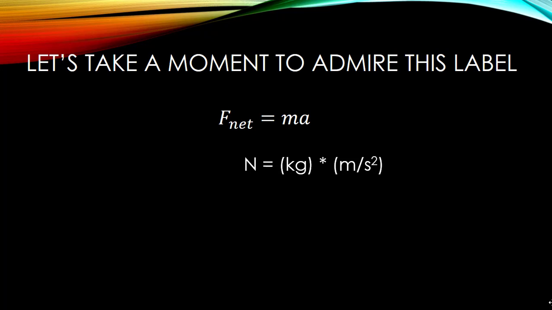Kilogram meters per second squared, our mass times acceleration, is equal to the net force. Force is always measured in newtons. So when we break down the force, what it really means is the mass times the acceleration. That's what a newton is. It's a kilogram meters per second squared.